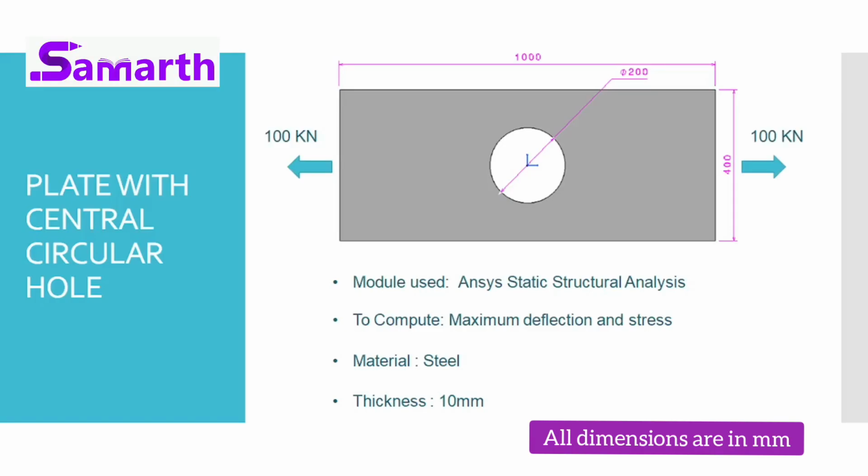In this video, you will learn how to model a plate with hole. Here you will model a 3D model. The thickness of the plate with hole is very less compared to length and width. So you will consider the 3D model and analyze this by using ANSYS Workbench. The module used here is ANSYS static structural analysis, and you need to compute maximum deflection and stress. The material is structural steel and the thickness, as we discussed, is 10 mm.